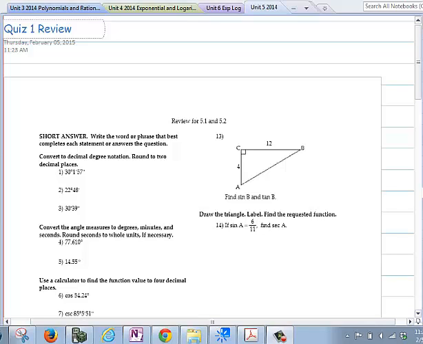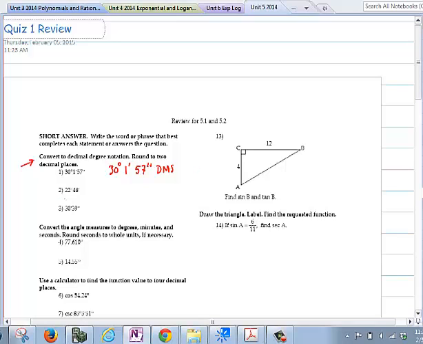So in the first three problems, we are simply converting degrees, minutes, seconds to decimal degrees. Remember to put this into the calculator so that you put in 30 degrees, 1 minute, 57 seconds, and make sure that you hit DMS on the calculator so that it converts it to decimal degrees.